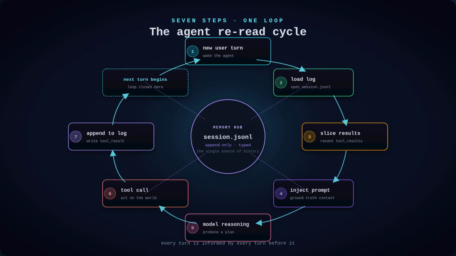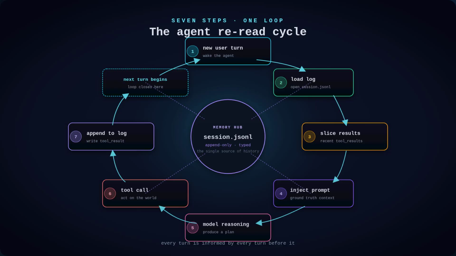Here is the real payoff of writing an agent log in a replayable shape. The next time the agent wakes up, whether after a crash, a resume, or the simple end of one turn and start of another, it reads the log back to decide what to do next. It loads the session file. It slices the recent tool results to understand what the environment currently looks like. It injects that information into the next prompt, so the model has ground truth to reason over. The model produces a plan. The plan becomes a tool call.